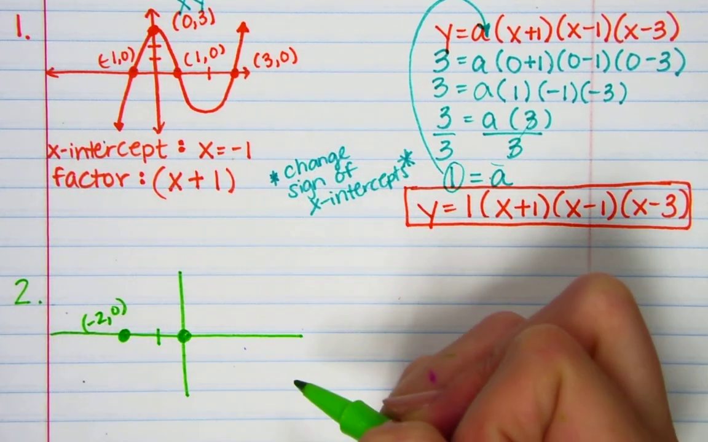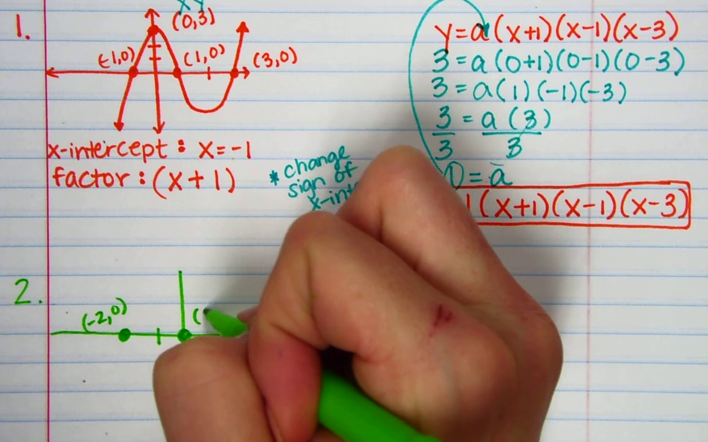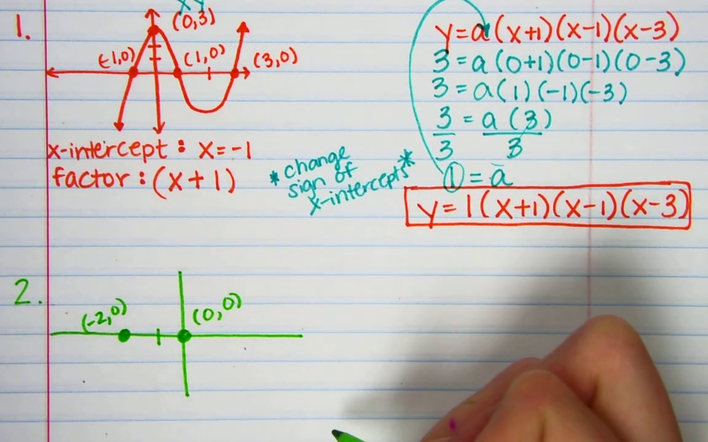One point that's important is -2, 0. Another one is 0, 0.